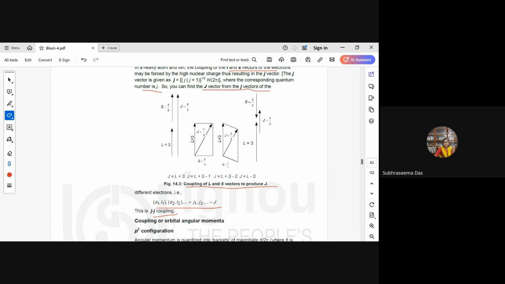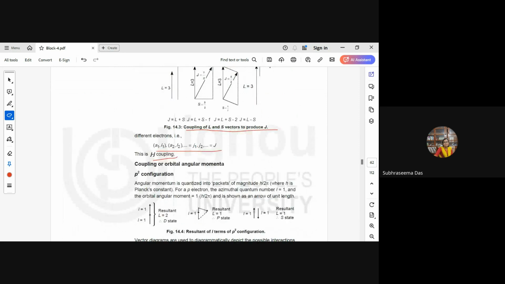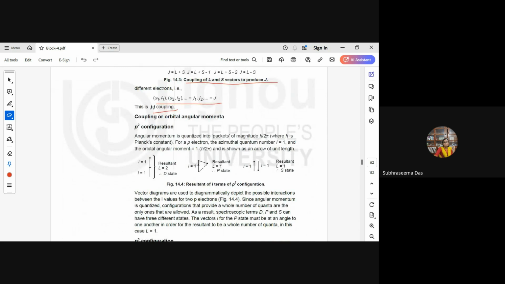Then coming to coupling of orbital angular momentum. First, an example is given here for the p squared configuration. The angular momentum, we know, is quantized, that is, it comes in packets of magnitude h by 2 pi.